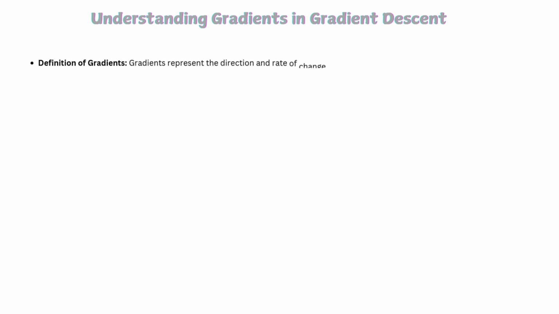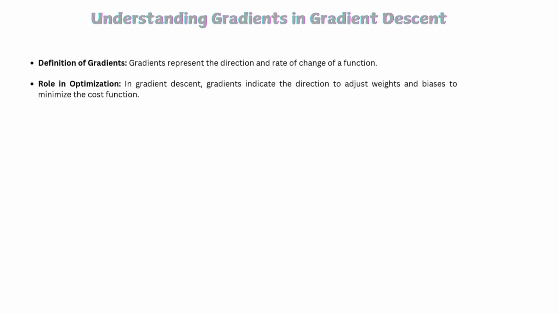Gradients can be understood as mathematical vectors that indicate the direction and rate of change of a function with respect to its parameters. Specifically, in the context of optimization, gradients reveal how the cost function changes as we modify the weights and biases of our model. This is crucial because during the gradient descent process, we need to know in which direction to adjust our parameters to effectively minimize the cost function.